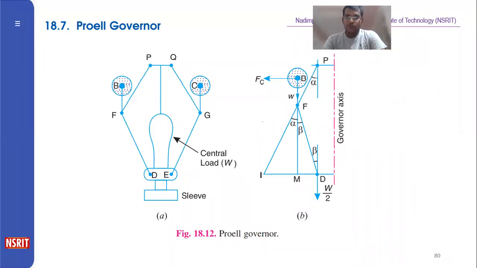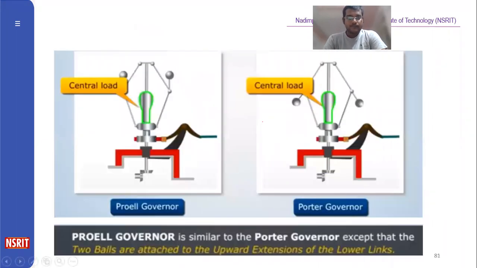Dear students, good morning. Let us see the Proell governor. This is the line diagram. So this is the Proell governor arrangement, and this is the Porter governor.